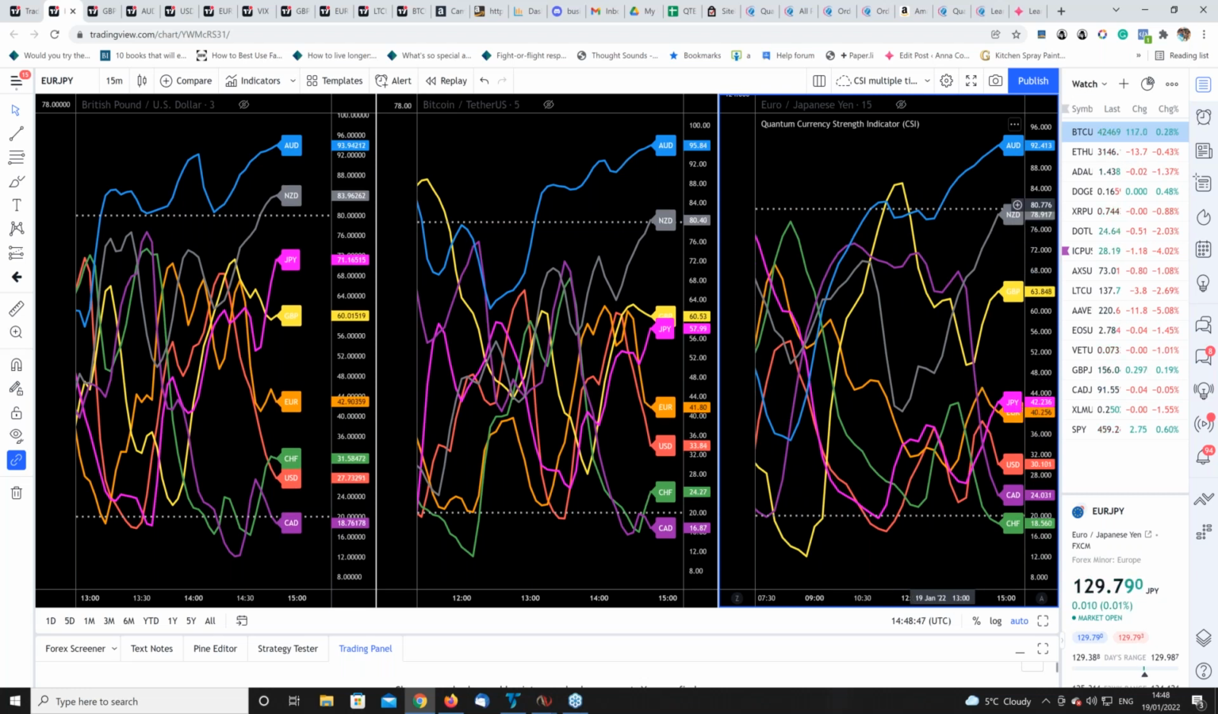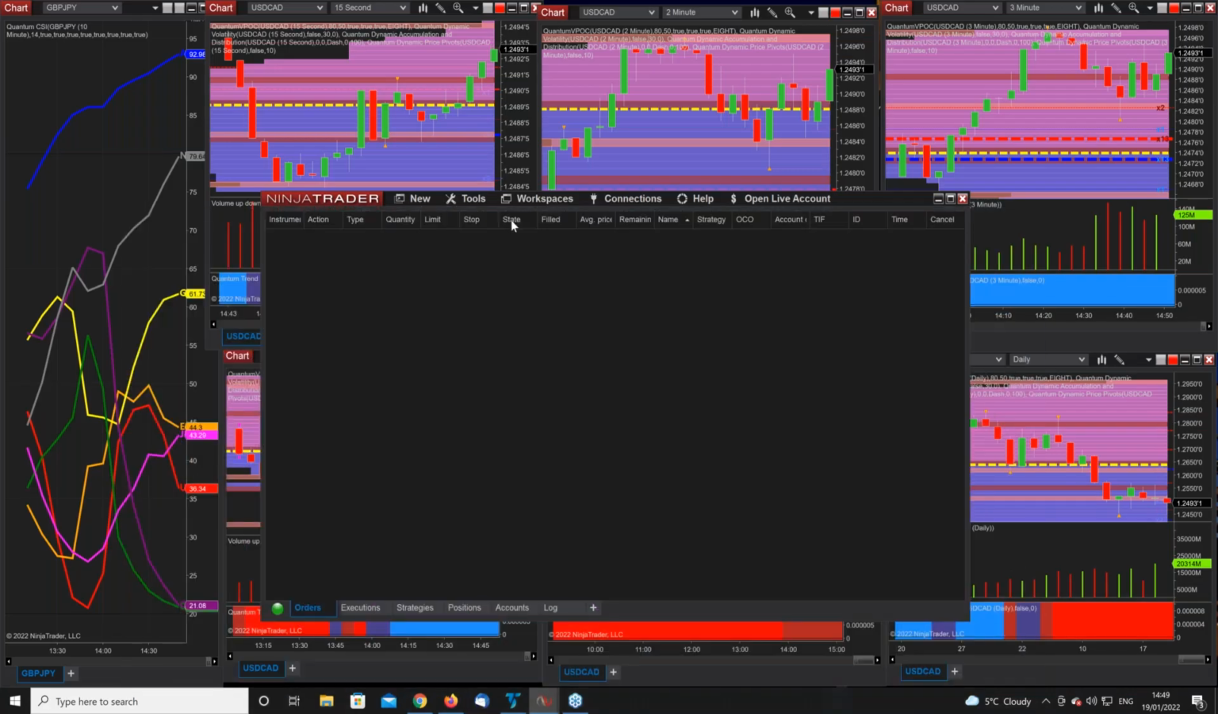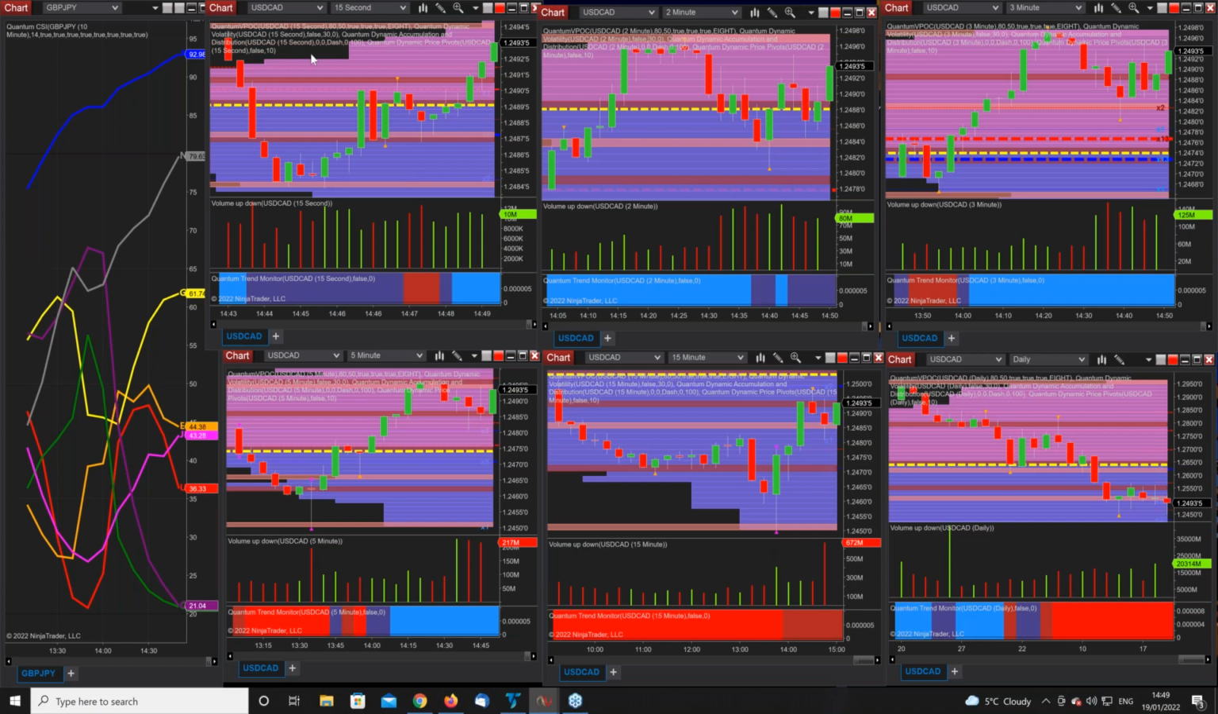Because at the moment, you've got the CAD that's falling away quite strongly. You've got the Aussie rising very strongly. New Zealand dollar is rising very strongly with it too. So you're really, really spoilt for choice. But Anna's mentioned the Aussie dollar there. Let's just hop over onto Ninja. So let's just drop that out of the way. Just go on to them. What I'm going to do is change this over to Aussie dollar.